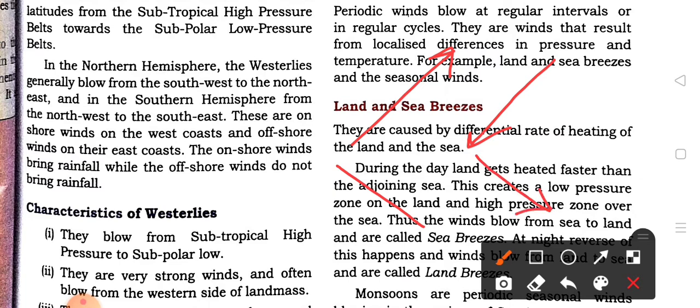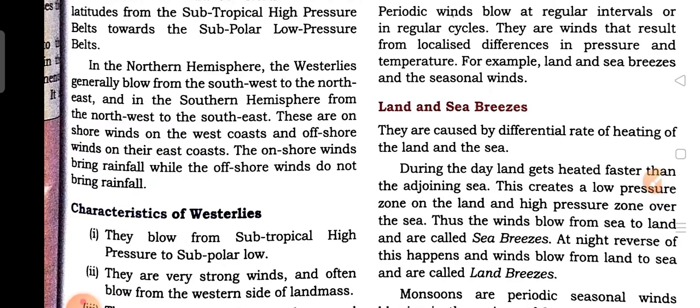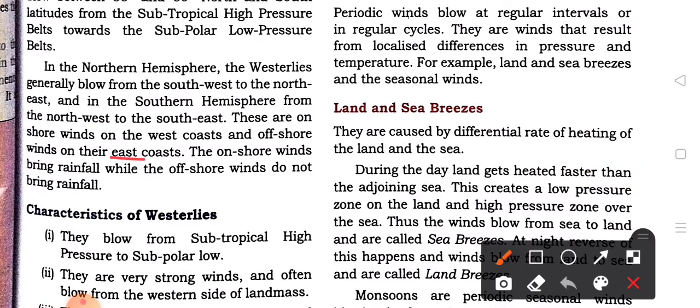These are onshore winds on the west coast and offshore winds on the east coast, which means the offshore wind does not give any rainfall to the eastern coast and the onshore wind gives rainfall to the western coast. The onshore wind brings rainfall while the offshore wind does not. As we know, offshore wind does not carry any moisture in the air, so in the offshore region, that is the east coast, it does not give any rain, but it rains on the onshore side, that is the west coast of the continent.